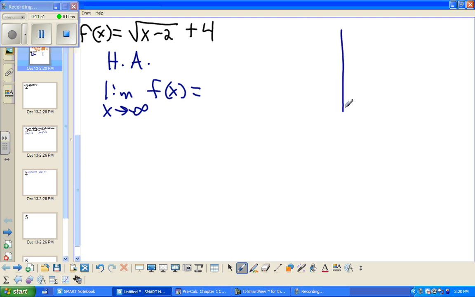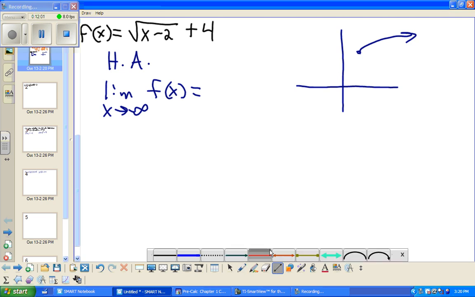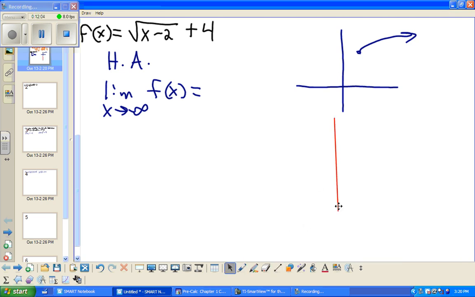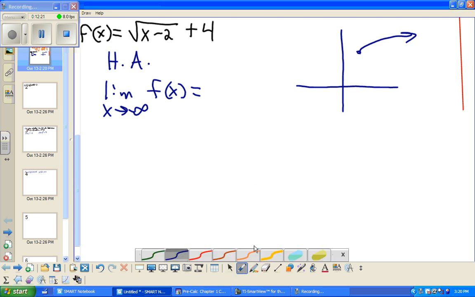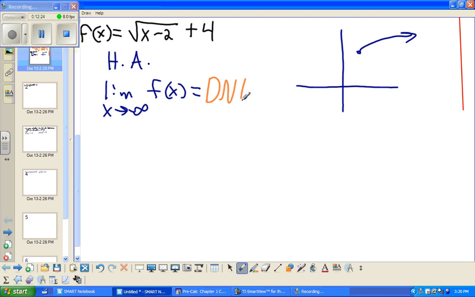Well, remember our graph. It's up 4 and to the right 2. Again, you can take a vertical line if you'd like to help you across here. And as you go to the left, as you're heading towards negative infinity, where is the graph going? Well, in this case, it's not going anywhere. There is no graph as you head towards negative infinity. Because of that, you would write does not exist. That limit does not exist.